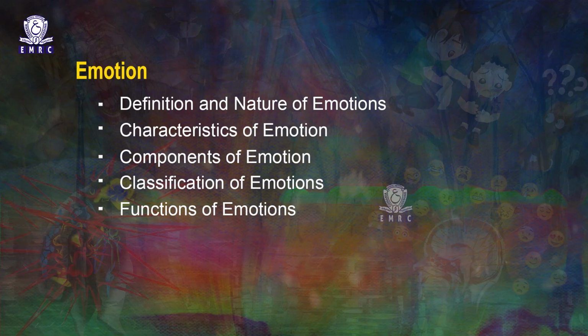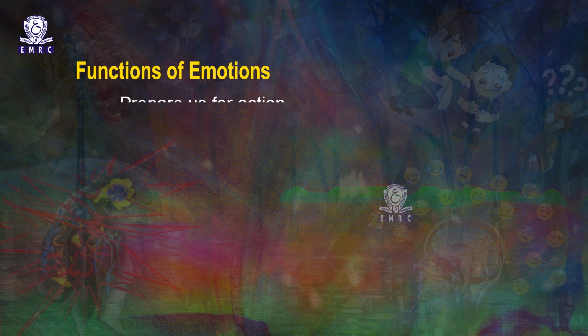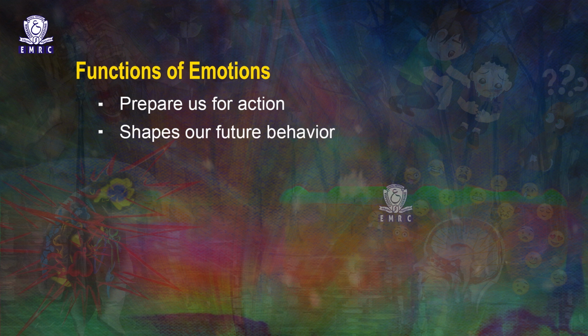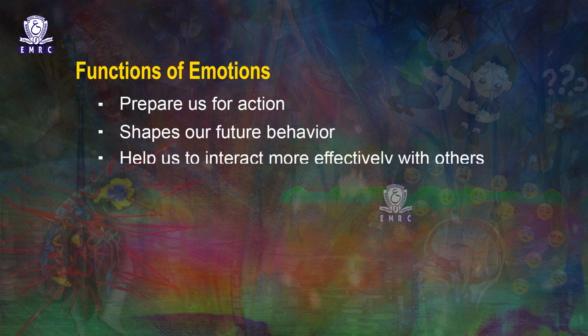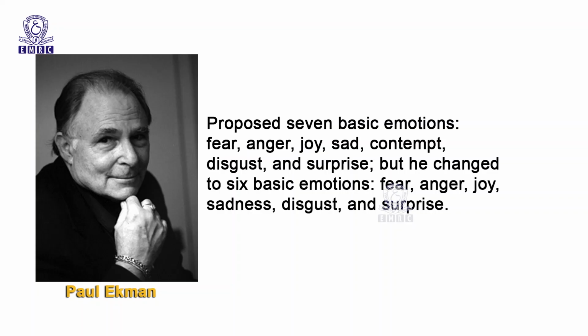And now we look at functions of emotions. First function of emotion is they prepare us for action. Second, they shape our future behavior. And the third one is they help us to interact more effectively with others. Paul Ekman, in the year 2014, proposed 7 basic emotions, that is fear, anger, joy, sad, contempt, disgust and surprise. But he changed to 6 basic emotions later, and those are fear, anger, joy, sadness, disgust and surprise.